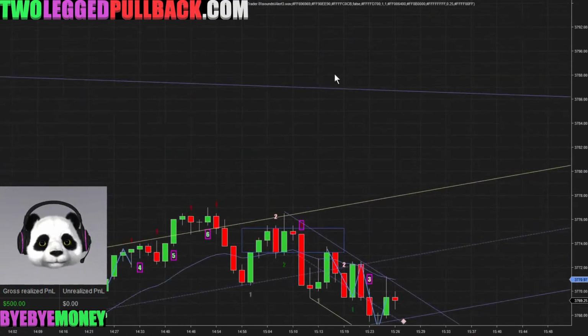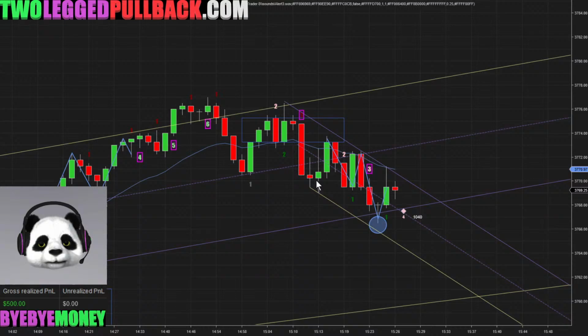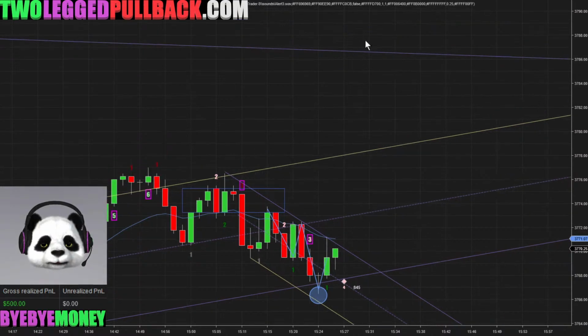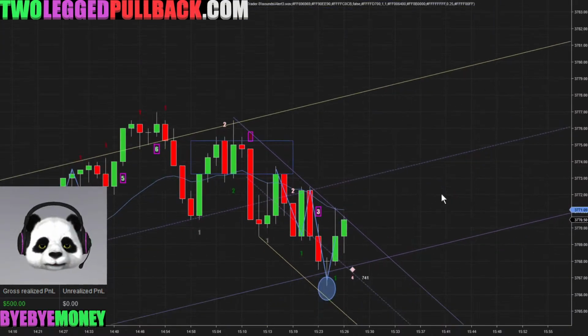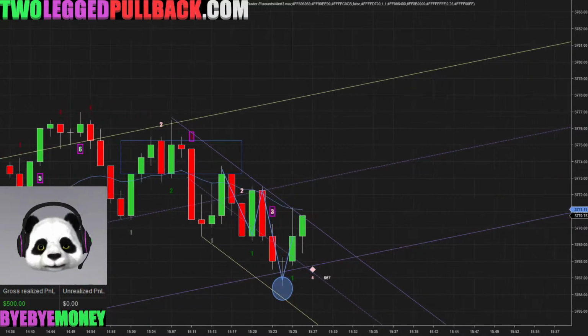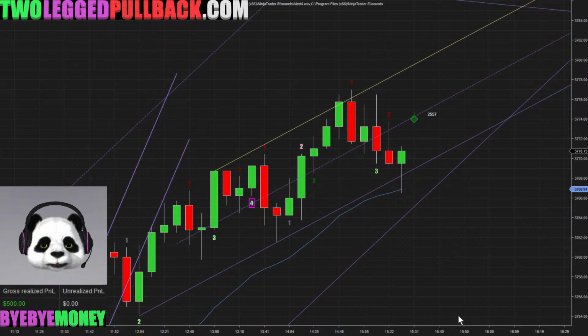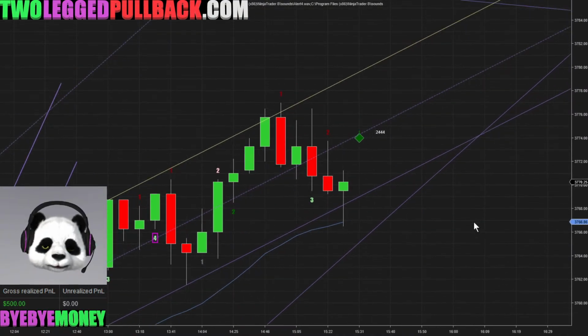Still have my target here, this trend line. I want this to just reverse and go berserk all the way up here. I wouldn't be surprised at the end of the day if we're up here. $10K chart, I can actually get into the 10K chart?